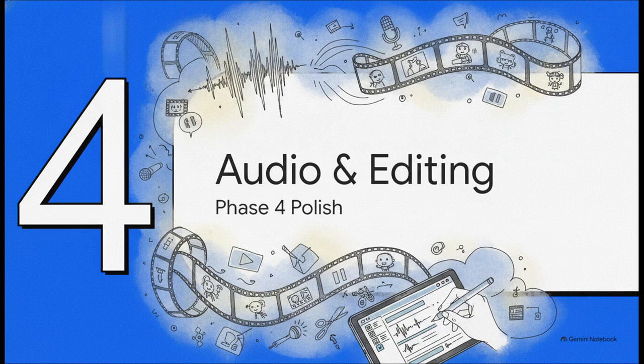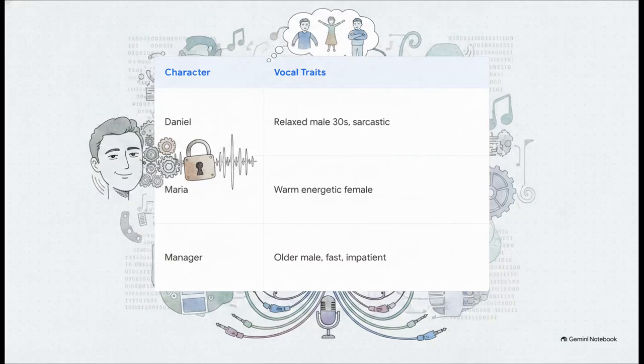We've got our static images, we've got our animated clips, so now we enter the assembly phase. Just like we locked down Daniel's visual identity earlier, we have to lock down his audio identity now. Creating a simple but highly effective voice guide matrix is absolutely key here. So, Daniel is a relaxed male in his 30s, maybe a little sarcastic. Maria is warm and energetic. The manager? He's older, talks fast, very impatient. By strictly sticking to a voice guide like this, whether you're using AI voices or recording real actors, you guarantee your characters sound completely consistent every time they speak.